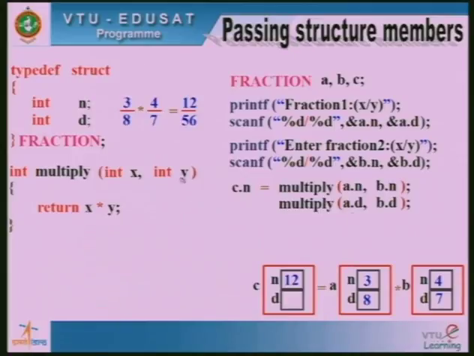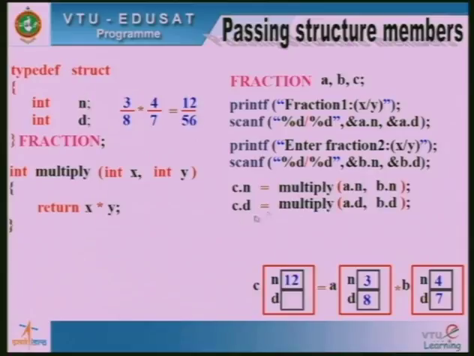So 8 is copied into X and 7 is copied into where now? Y. 7 into 8, how much? 56. So 7 into 8 is 56. Return 56. That 56 will come here and that 56 should be copied into which field? This field. Now tell me how you access this field. This field can be accessed using C dot D. So here what we write? C dot D. I hope you understood.